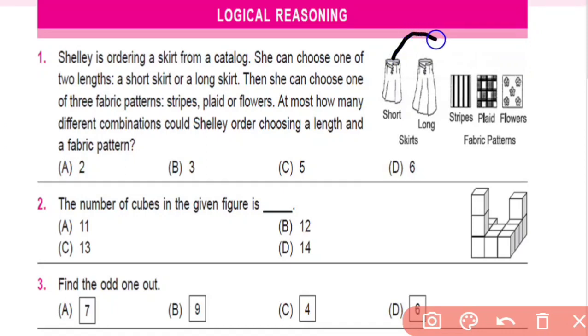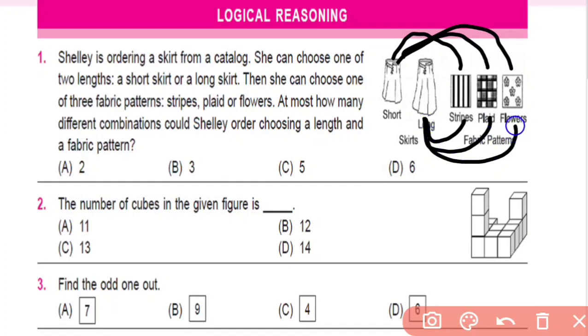Short skirt length with 3 patterns, one stripe, one plaid and one flower, and long skirt with 3 patterns. So how many combinations can she order? 6. So option D is correct.